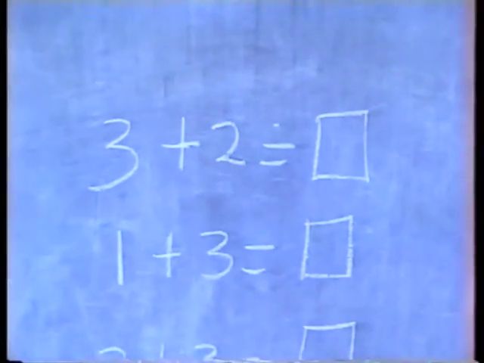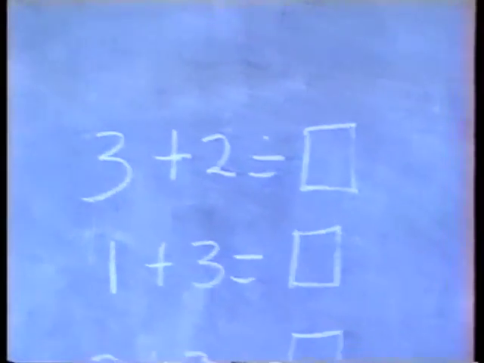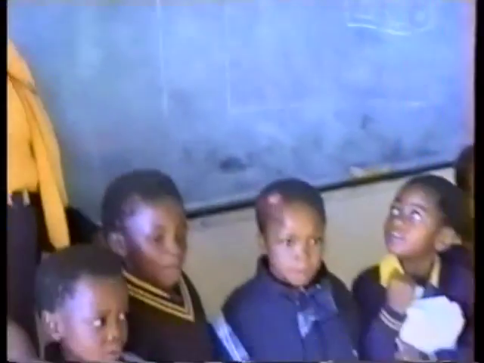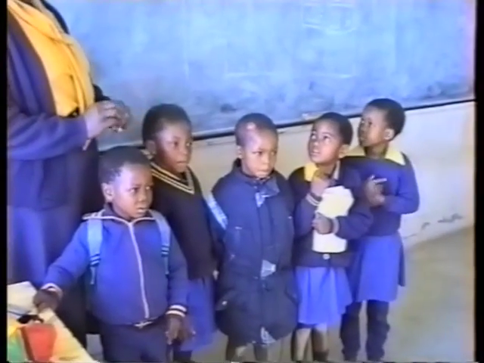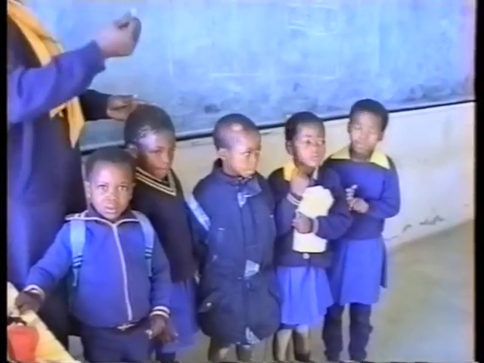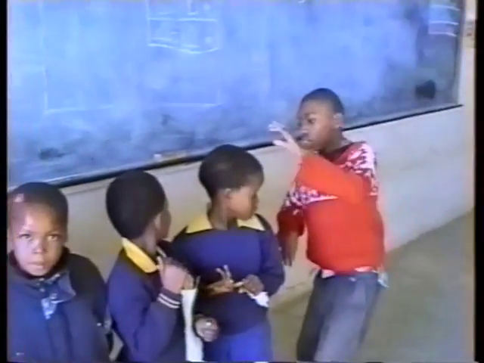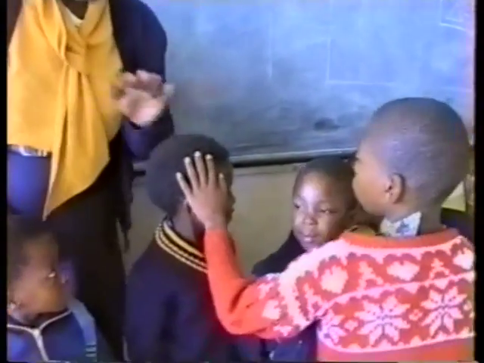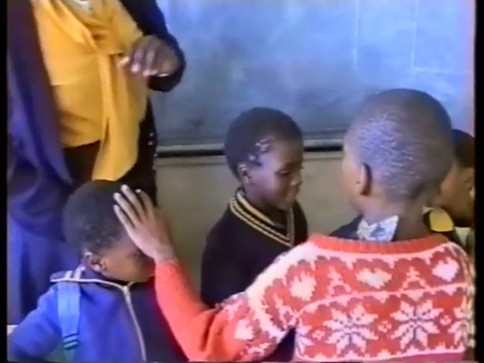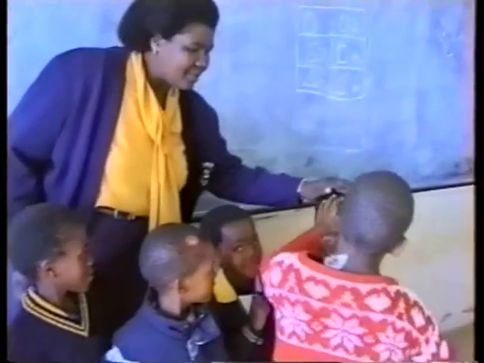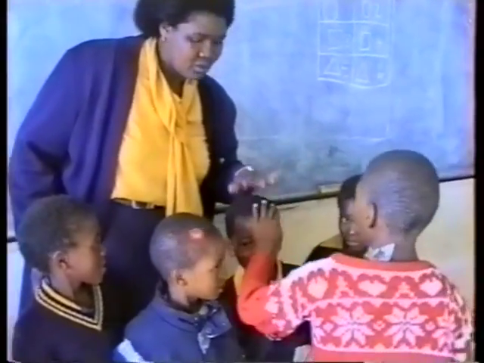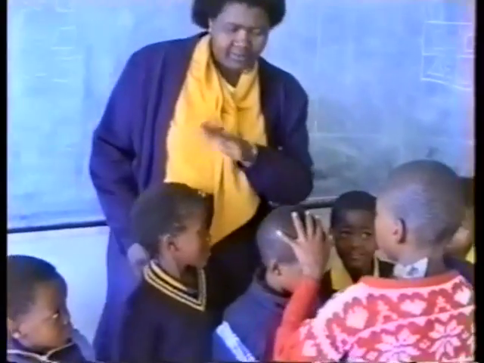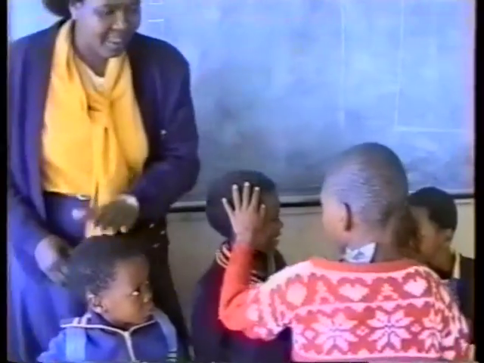And fifthly, they have to learn to add the two sets of numbers to get the total. 2, 3, 4, 5. How about put the happy hand? 1, 2, 3, 4, 5.